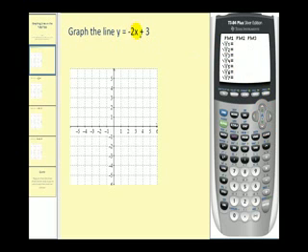Be careful, we can't type in minus 2x, it has to be negative 2x. So we'll use the negative sign below the 3. 2. This key here is for the variable x, and then plus 3.